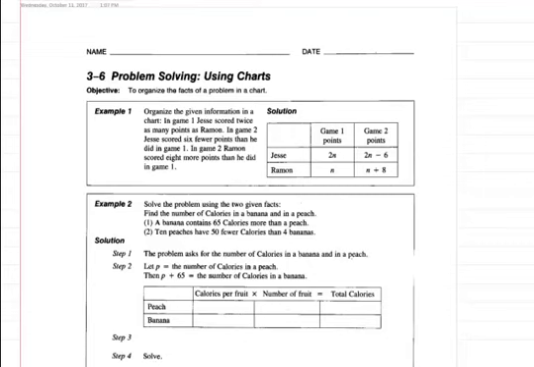Now, if they had given us some more information, we could set up an equation using the information that we have in our chart, and we could solve for the number of points that Ramon earned. But they didn't. All we had to do was fill in the chart.